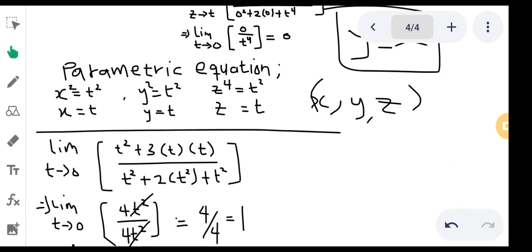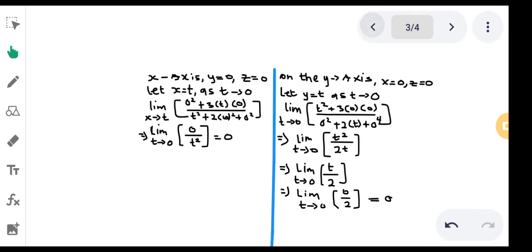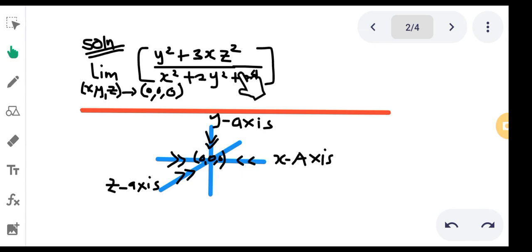Then you just plug in. Wherever you see y, it is t squared. My y square is t square. From the question, just substitute t square there. So I'm going to get t square plus 3 multiplying t, because my x is equal to t. We are just substituting the values into the original question. So you are going to get t square plus 3 times t times t all over x square, but x square is equal to t square.